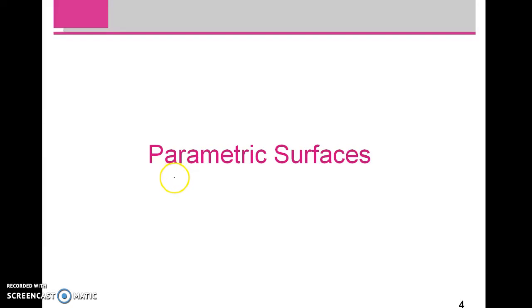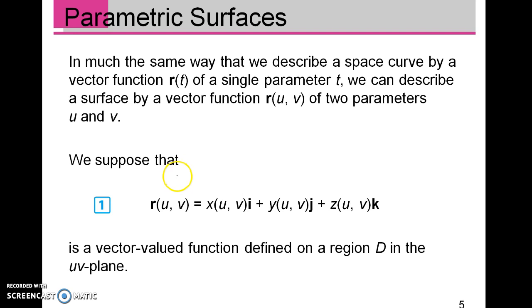In this video, I'm going to do a general overview of parametric surfaces. In much the same way that we describe a space curve by vector function r of t of a single parameter t, we can describe a surface by vector function r of u, v of two parameters u and v. So just going back to that space curve, r of t with our parameter t.